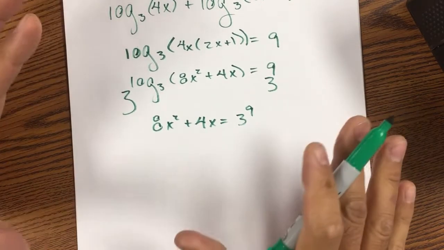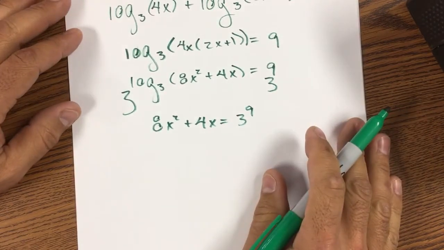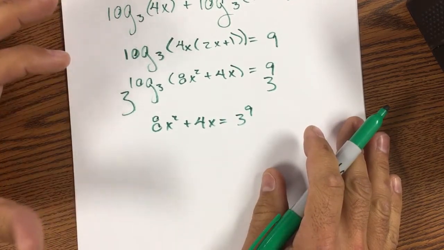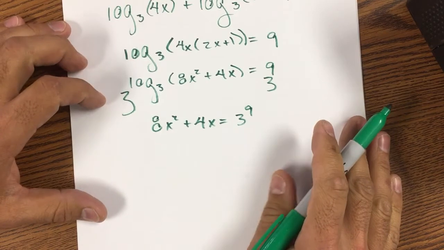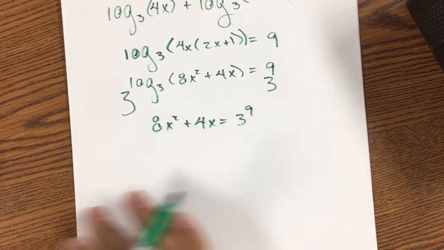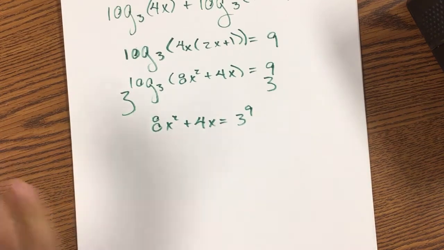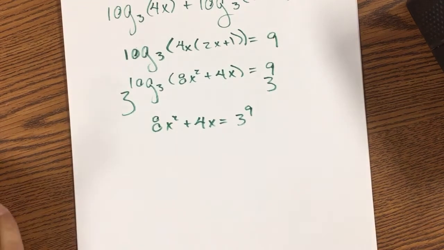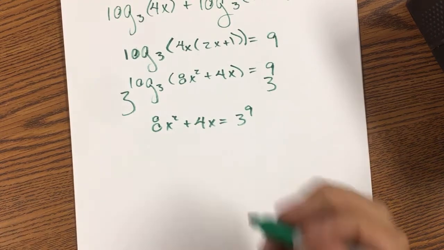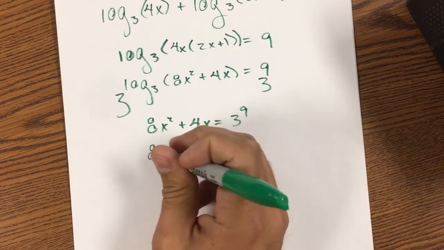I'm going to try to make it as simple as I can on myself. There's not a ton that I can do here. I'm going to have to actually put the 3 to the 9 into the calculator. My calculator, of course, doesn't work, so I'll try a different one. So I get 8x squared.